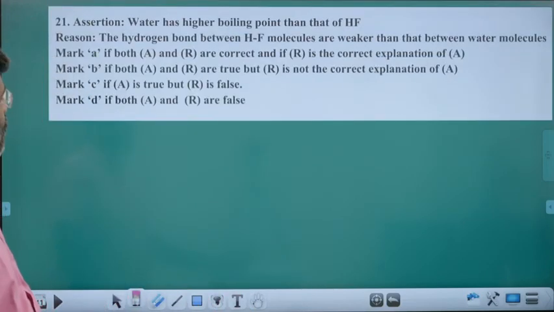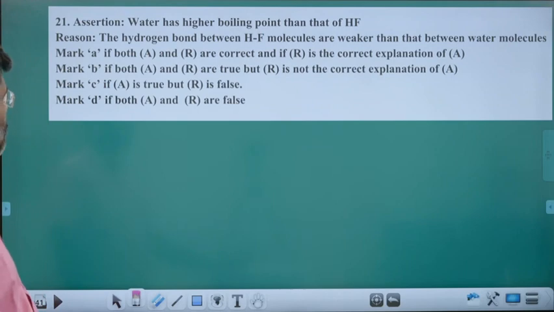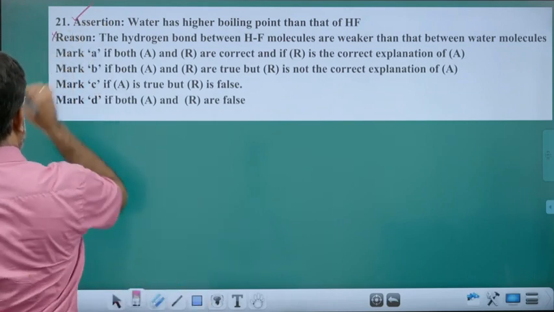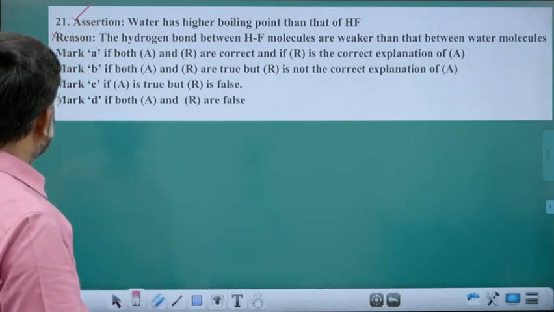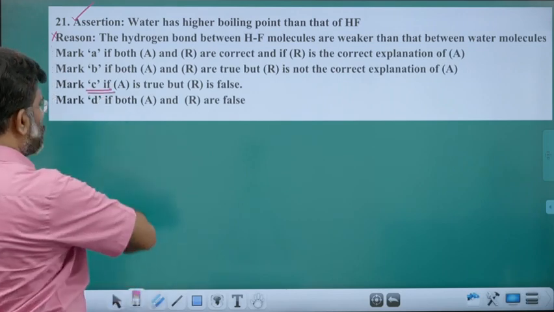Water has a higher boiling point than HF. Exactly. Assertion is true. The hydrogen bonds between HF molecules are weaker than those between water molecules. That is false. Assertion is correct, reason is false. It will go for option C.